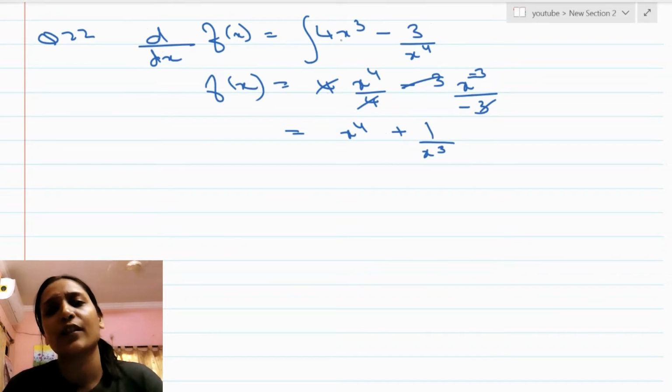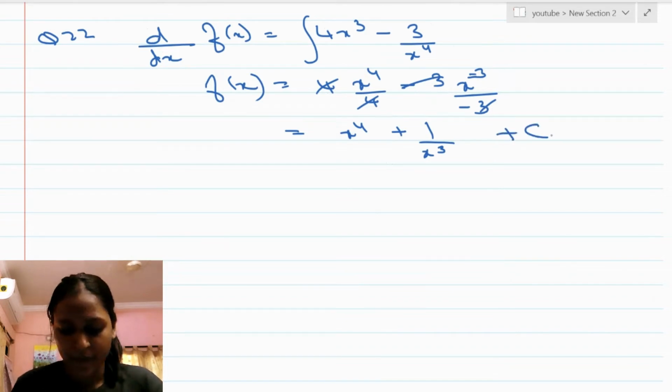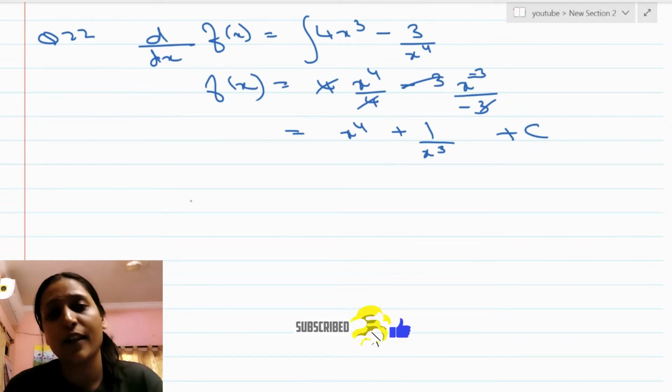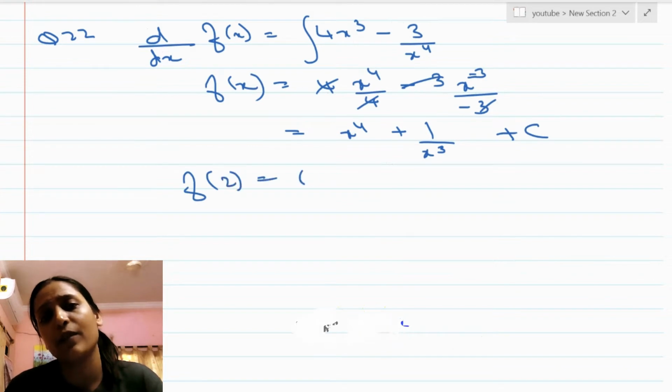Differentiate it, see if you're getting the question. So differentiation of x to the power 4 is 4x cube. Differentiation of 1 by x cube would be minus 3 by x to the power 4. So this is the answer plus C. So that should be the answer of your question. But there is one more additional step over here. They have said that f of 2 is equal to 0. So this means that when we substitute the value of 2 into this function, we should be able to get the constant.